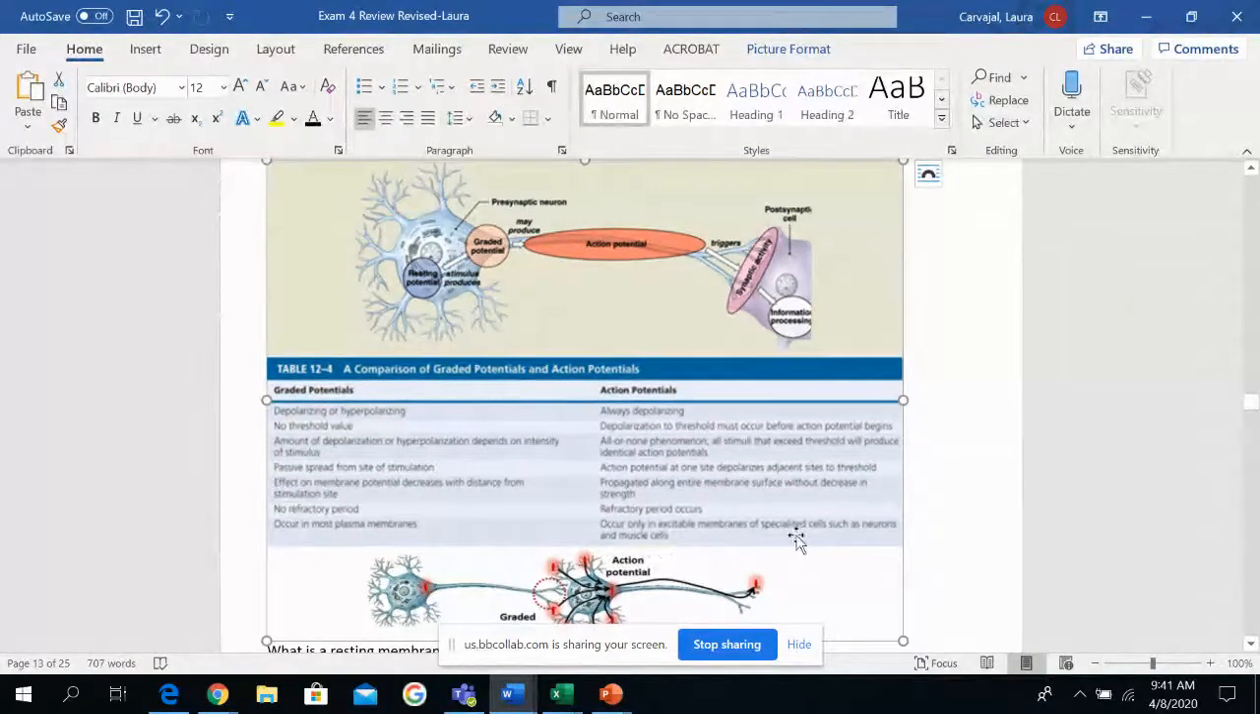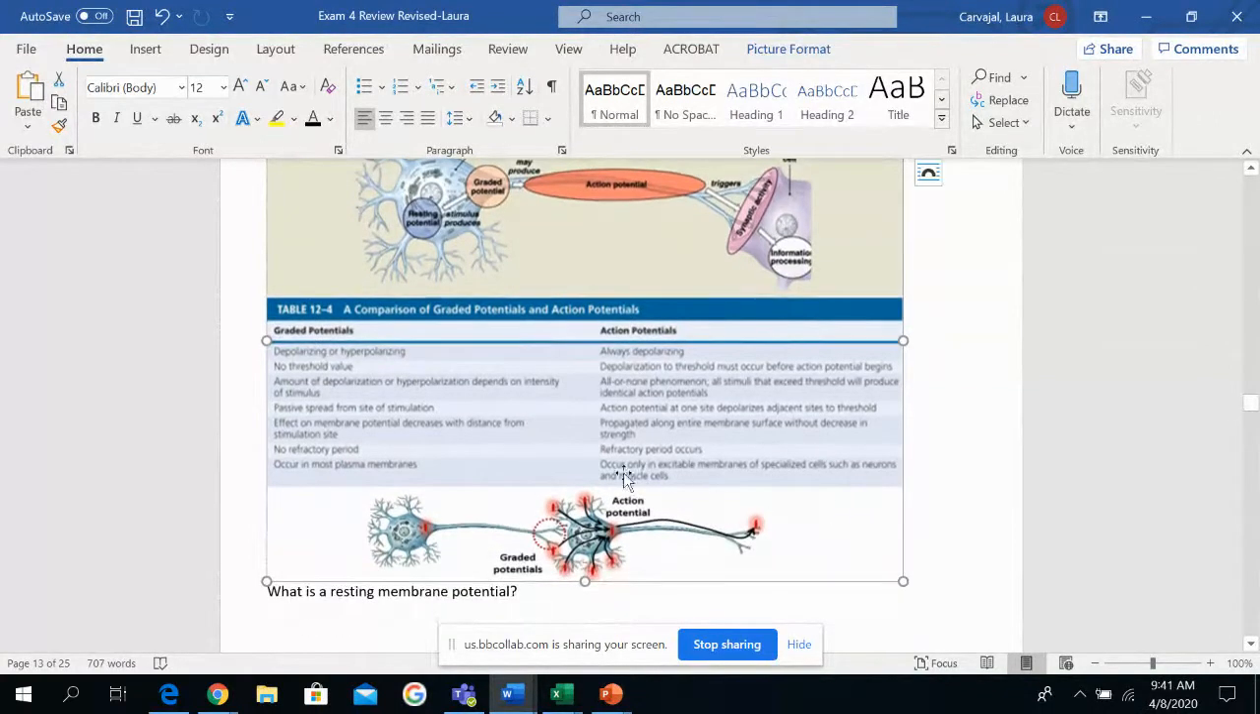Occurs only in excitable membranes, specialized cells such as neurons and muscle cells. So action potentials can only occur in neurons and muscle cells, whereas graded potentials can occur in most plasma membranes. Again, graded potentials can occur in the majority of cells, whereas action potentials cannot.